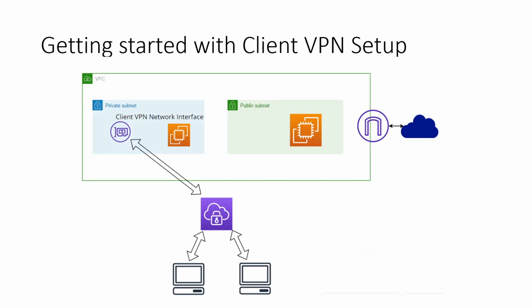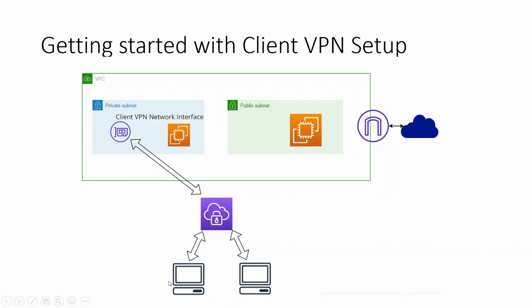This is the kind of architecture we are going to design in our hands-on lab, where you can see this is the client VPN endpoint that users are going to connect to. And this is a network interface. When you set up a client VPN, you need to specify a subnet. You need to select a VPC and a subnet where you need to place this client VPN interface.